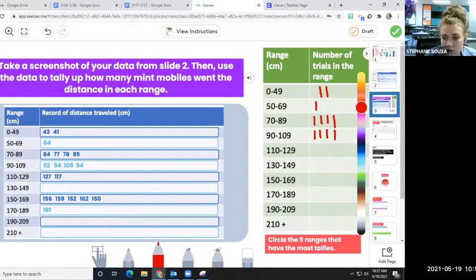110 to 129, there were 2 cars that landed in that range. There were 0 cars that landed in the range of 130 to 149 centimeters. In 150 to 169, there were 5 cars that landed in that range. 1, 2, 3, 4, 5. And in 170 to 189, there was 1 car that landed in that range. Okay.